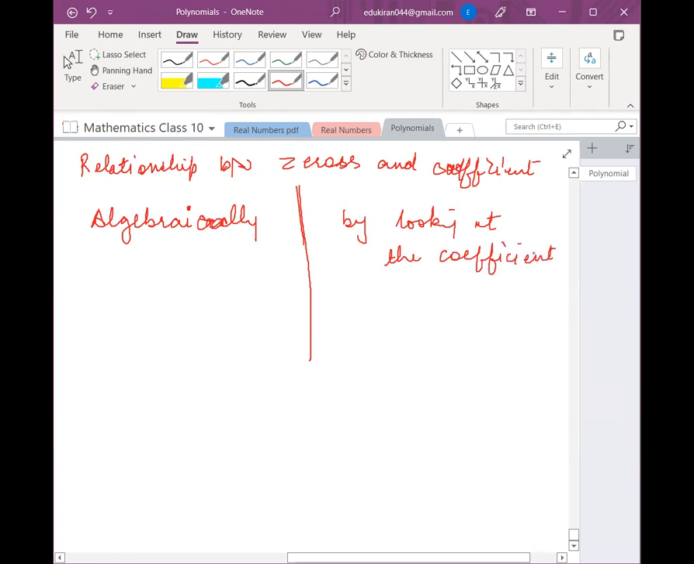Fine. For example, if I take this polynomial 2x square minus 8x plus 6, one thing I can do is solve it algebraically. I can just split the middle term and solve it. So, let's solve it algebraically: 2x square minus 8x plus 6.